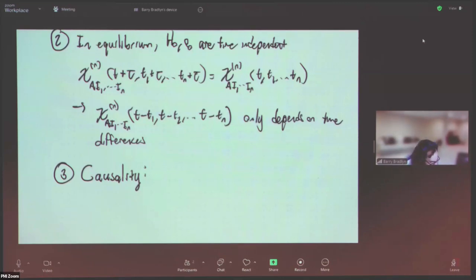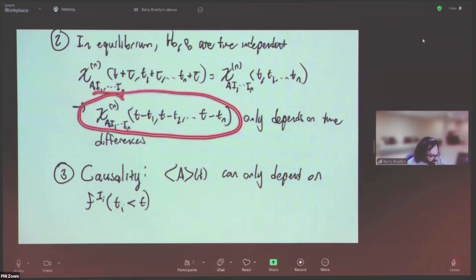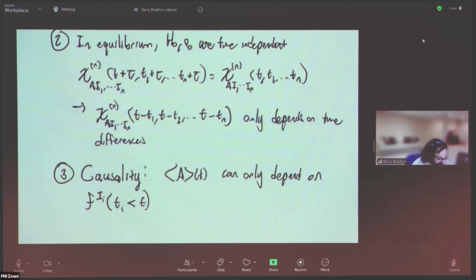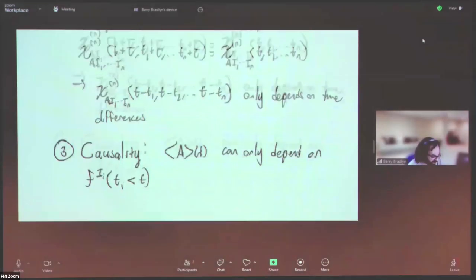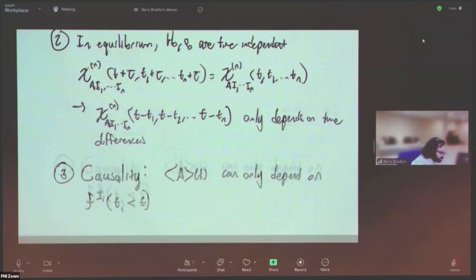So average A of t can only depend on f sub I, t sub I less than t. If we combine that with observation 2, that means that this should vanish. Because if this argument is negative, it means that we're looking at a time t that's actually earlier than the time at which we're applying the perturbation.